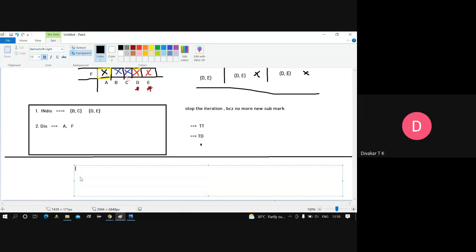Suppose A comma B. This is what we learned in school days. A comma B, that will be B comma C.